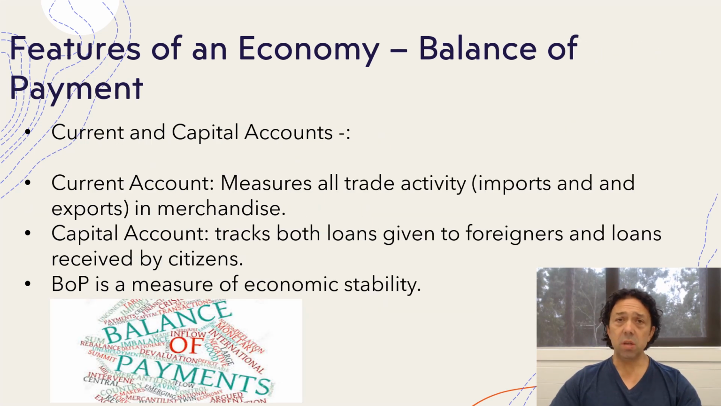The last point brings us to balance of payment, and let us break it down. There are two different aspects that we take into consideration: current account and capital account. Well, current account takes into consideration all sorts of activities, import and export in merchandise. Now, on the other side, capital account takes into consideration loans to foreigners and loans to the local consumers and so forth.